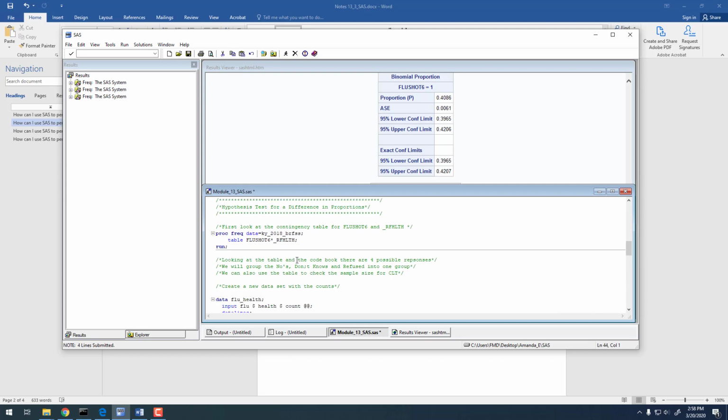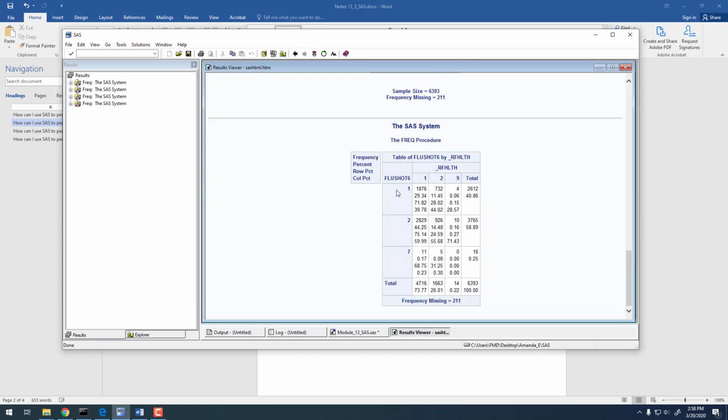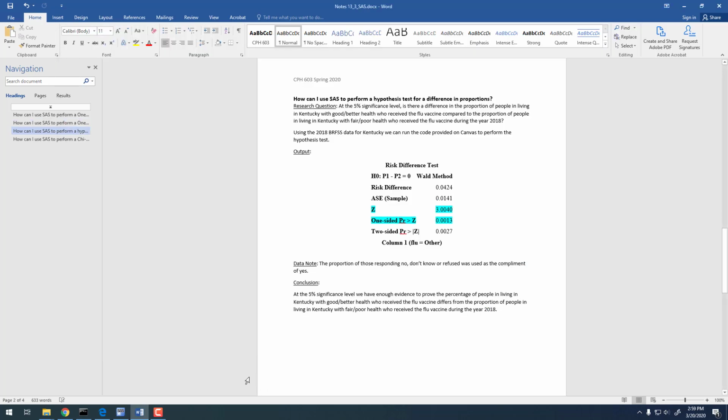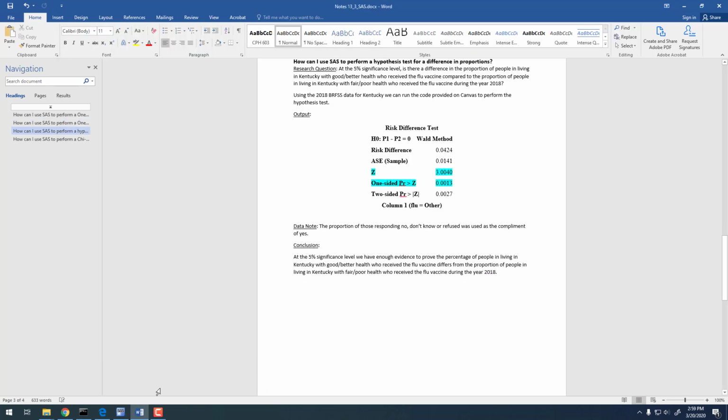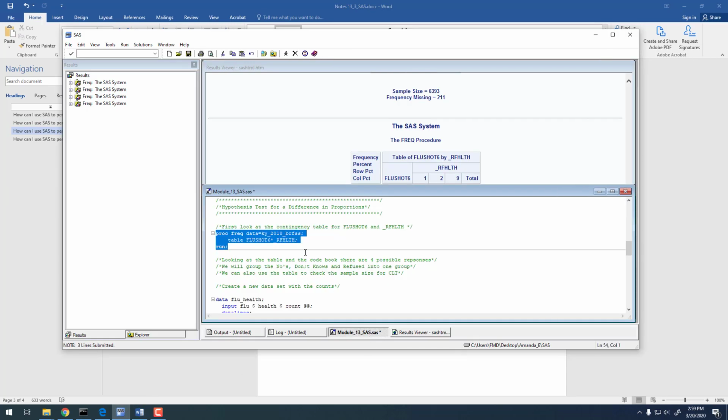All right, so first thing as always, I'm going to make a contingency table of my variables to make sure I understand what is happening with those variables. So here is my contingency table. Again, I see that flu shot takes 3 different values, yeses, nos, and then the don't knows. And then for my health variable, I've got 1, 2, and 9. And so if you'll recall from previously, the 1 is the better good, the 2 is the fair poor, and then the 9s are the refusals. All right, for that, going back to the SAS code.